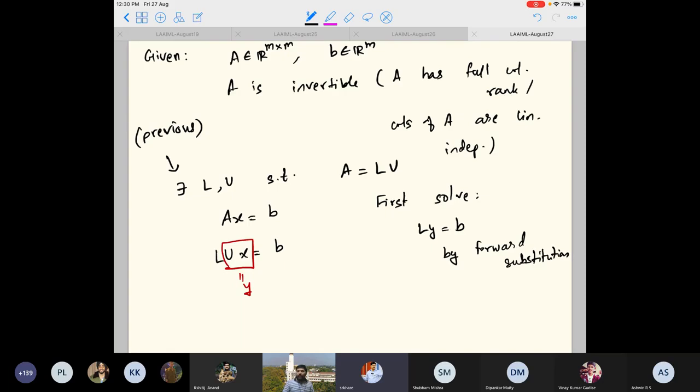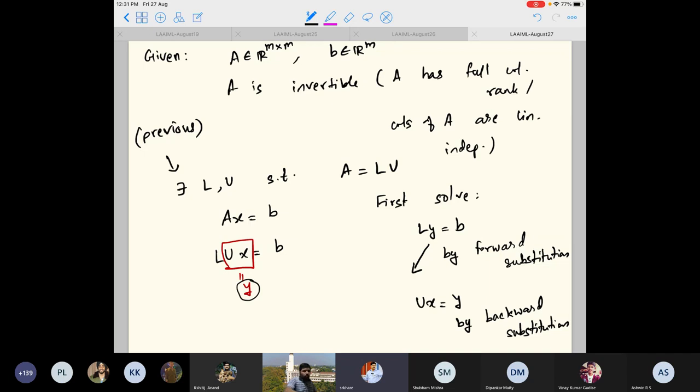And once you solve Ly = b by forward substitution, use this solution y as the right-hand side of this equation, Ux = y, solved by backward substitution. And you get the solution x of the problem that you are really interested in solving.